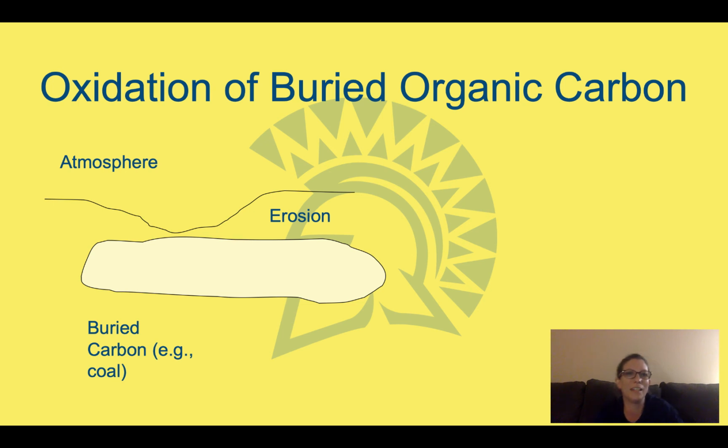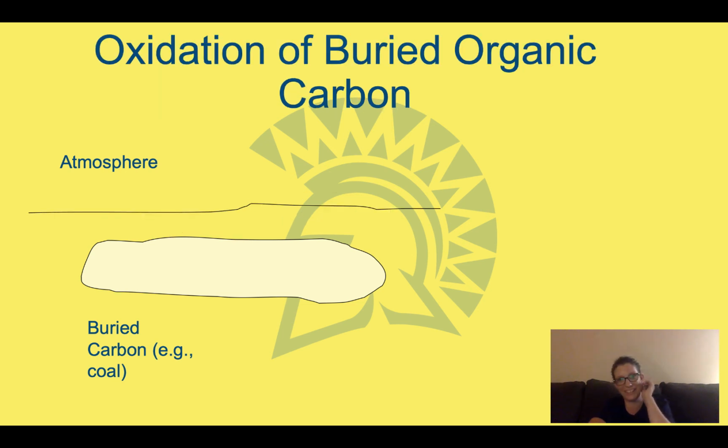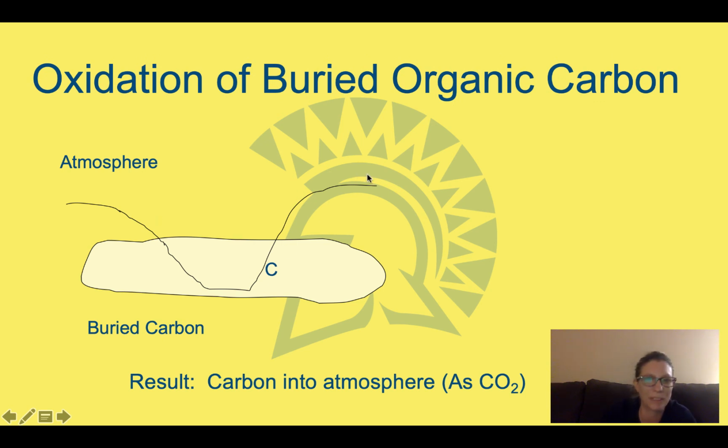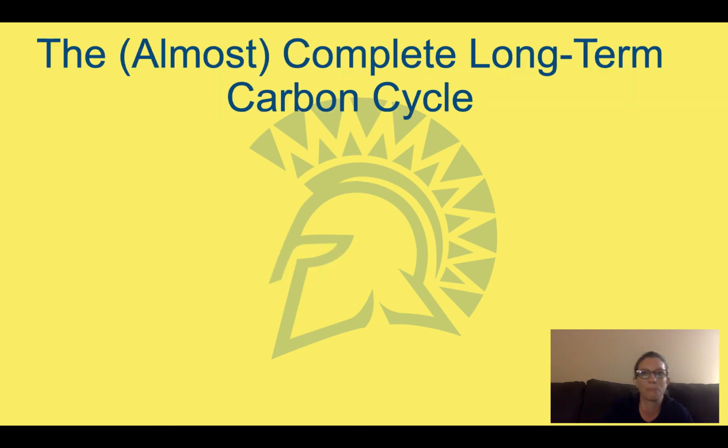So here's kind of a nice little depiction, or crude depiction, if you will, of that as well. We have our atmosphere, and then this is going to be basically the buried carbon. And then we're going to have the land come down through erosion, and it's going to come down into where this buried carbon is, okay? And then it's going to release the carbon into the atmosphere, okay? And it's going to mix with that O2 and form CO2.